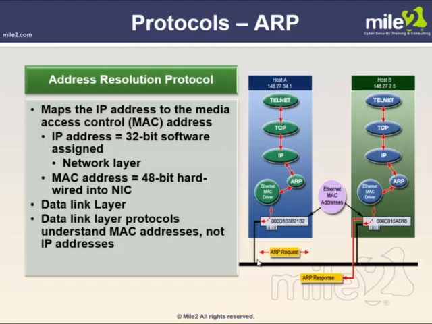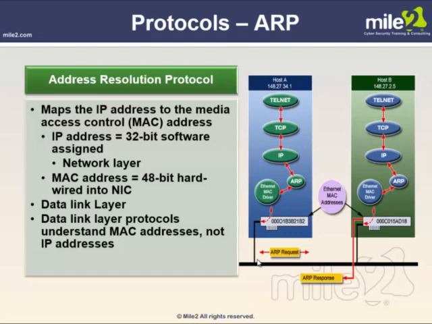All right, the IP address is, of course, at the network layer, and we have the MAC address, which is the physical address, 48 bits hardwired into the network interface card. ARP is going to be running at the data link layer. So for data link layer protocols, you need to understand MAC addresses, not IP addresses, meaning that ARP only understands the MAC address information. It just maps the MAC to the IP. That's really all ARP, the Address Resolution Protocol, does.